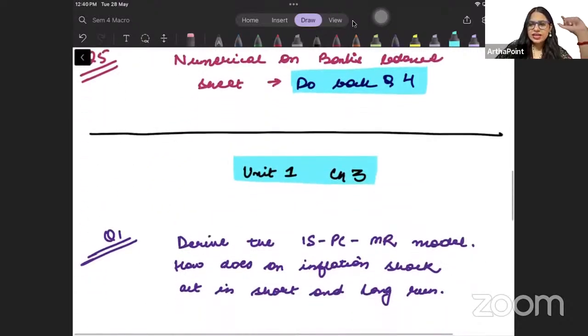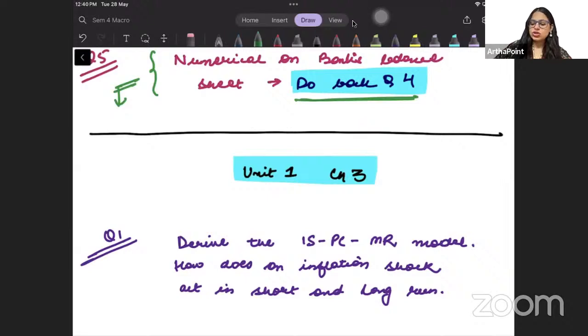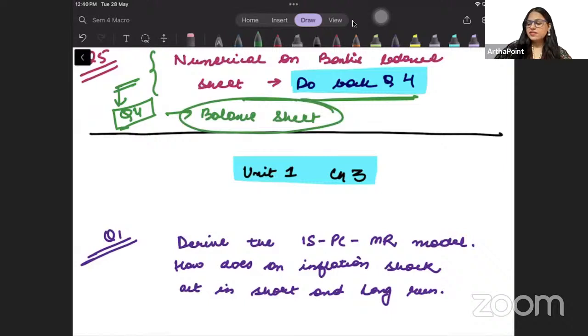At last, there is a slight chance that a numerical can be asked from this reading. So you just have to do one numerical, which is going to be the back question number 4. इसको एक बारी पढ़ लेना. You should know how to draw the balance sheet of the bank, right? And you should be well aware about how to make changes in this balance sheet. So just go ahead and read this question.